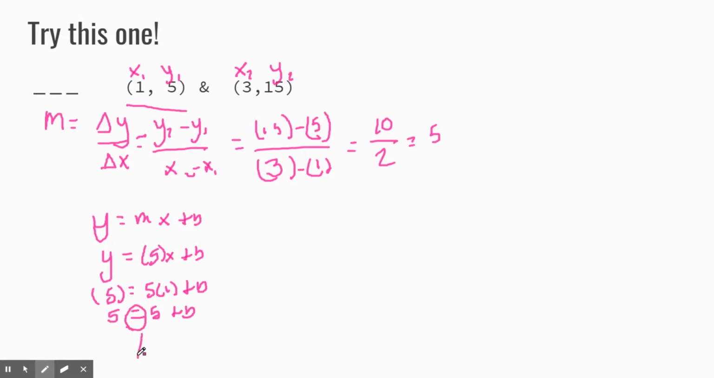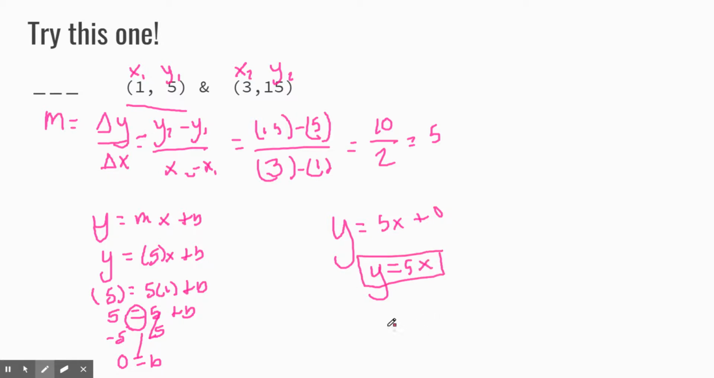The center of my equation is my equal sign. I'm going to subtract 5 from both sides. That's going to cancel out. 5 minus 5 is 0, so b is equal to 0. So if I were to write this as an equation, I would write it as y equals 5x plus 0, and then if I were to simplify it, it's y equals 5x. All right.